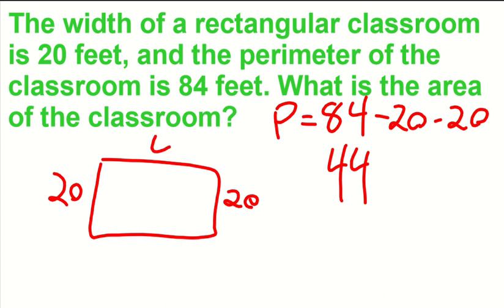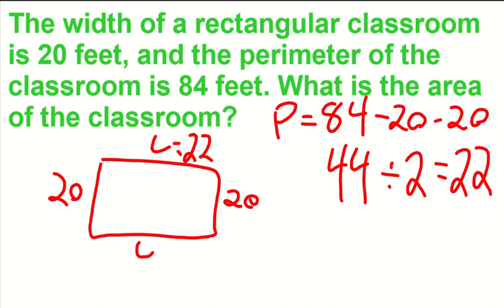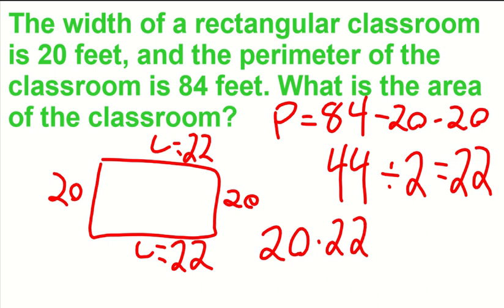But we have a length and a length. We've got two lengths. That's a step I saw a few people forgetting yesterday. Since we got two lengths, we need to divide that by 2. What that means is each individual length is 22. Okay? Then it asks for area. So we got 20 times 22, and that should be 440.